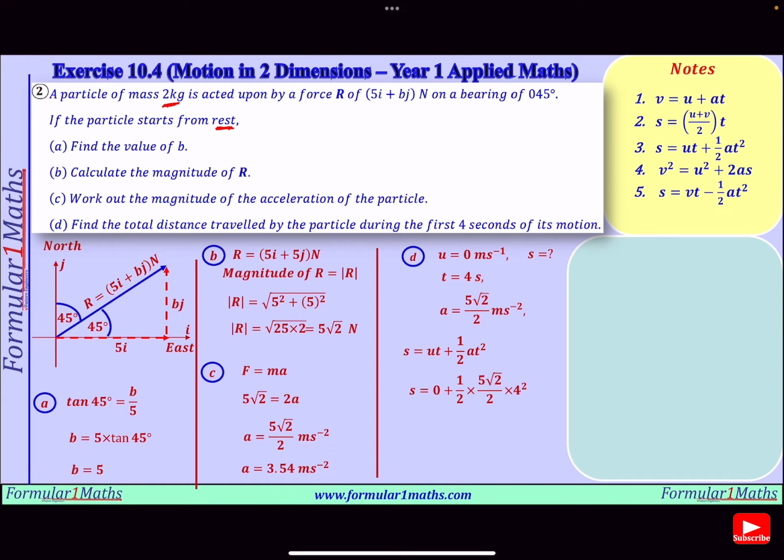So let's put it down and do our substitution. And this is what we get. s is equal to 0, because u is 0, 0 times 4 is 0, plus half times acceleration, 5 root 2 over 2, and the time squared. This will reduce to s is equal to 5 root 2 over 4 times 16. You can reduce this fraction by cancelling out. 4 goes here 1, 4 goes there 4, and that will reduce to 20 root 2 meters. Simplifying gives 28.3 meters.